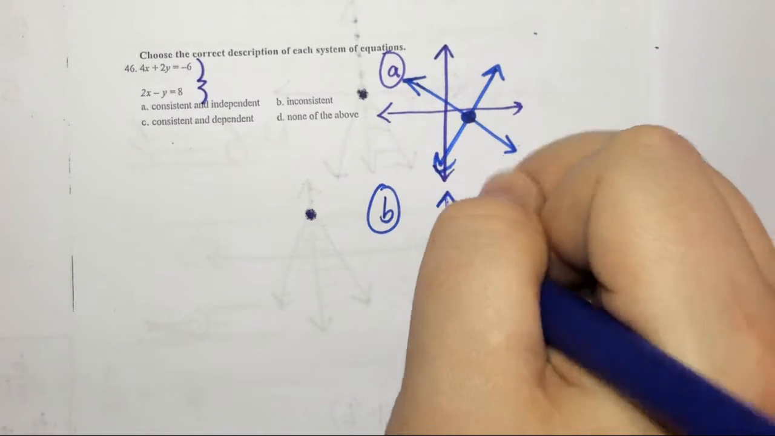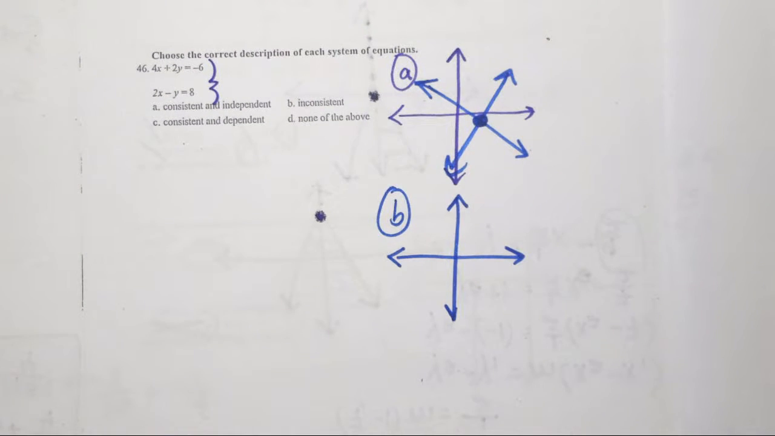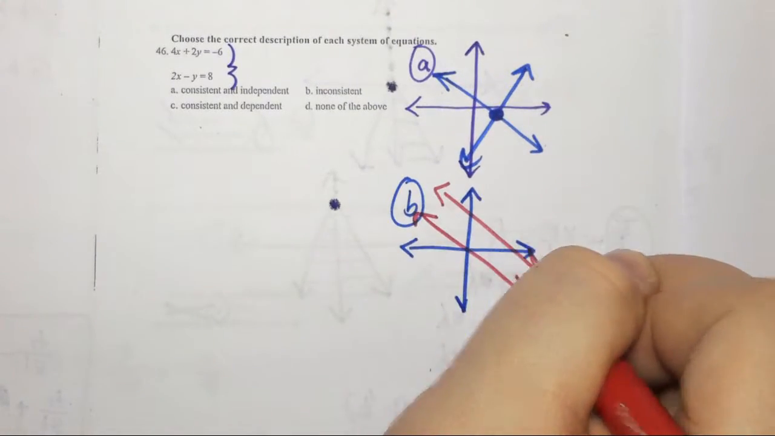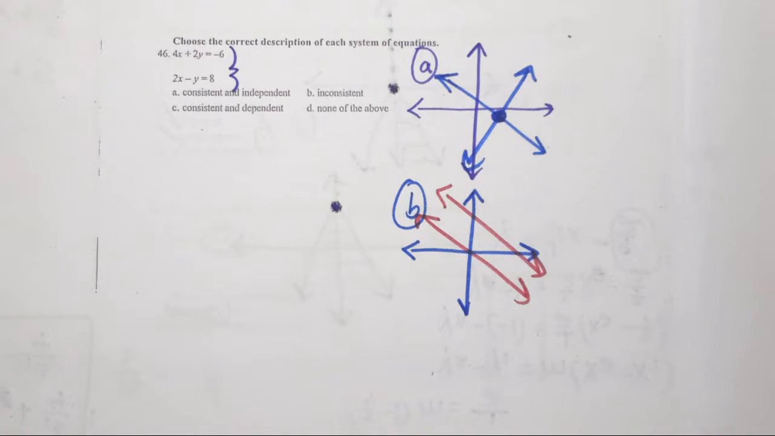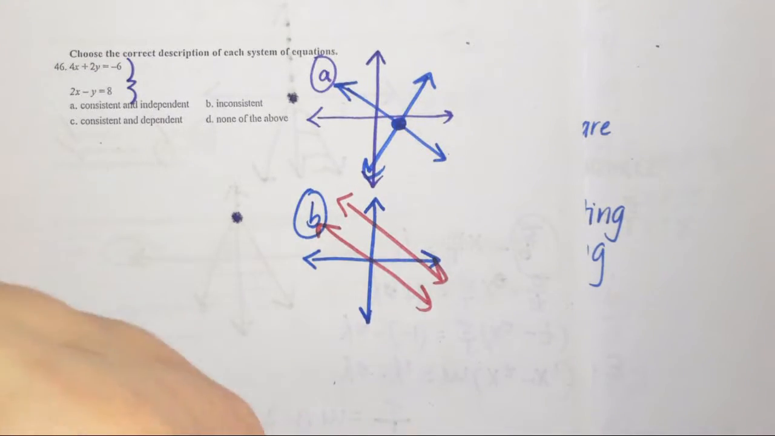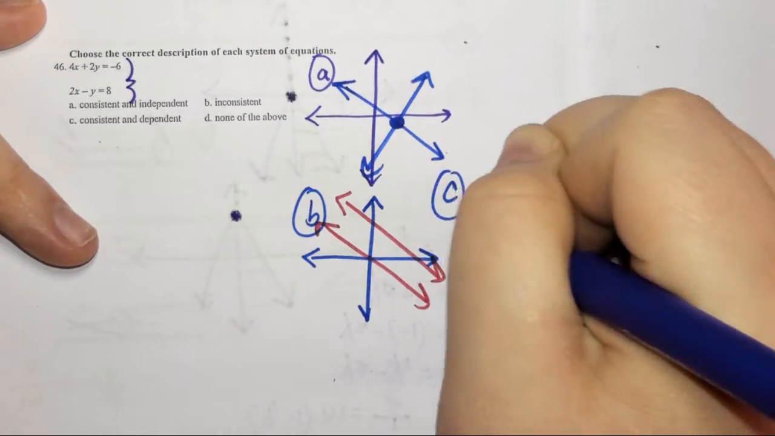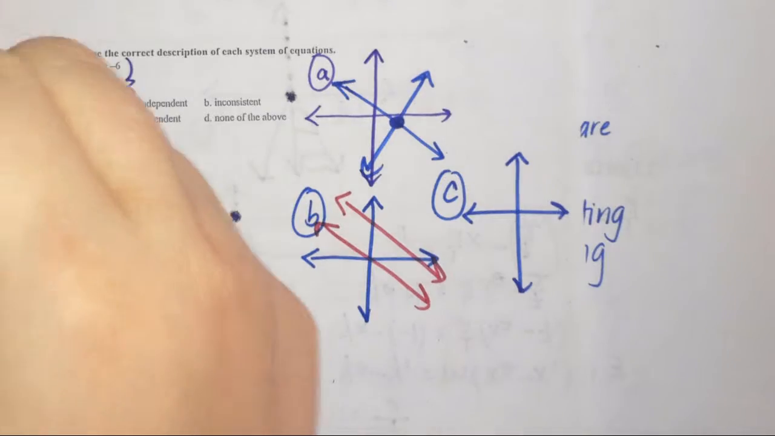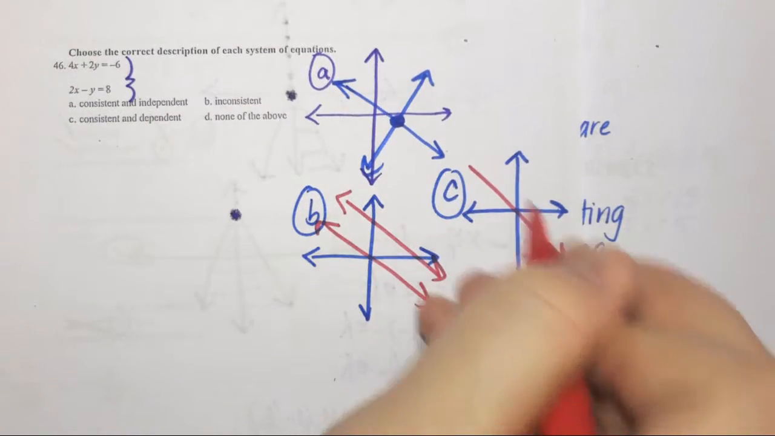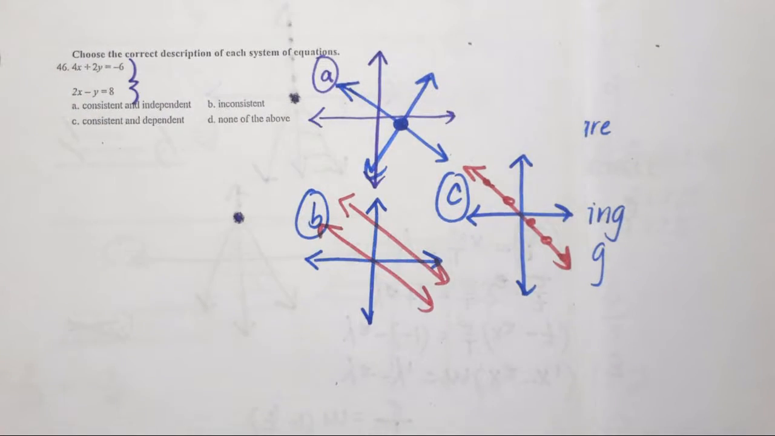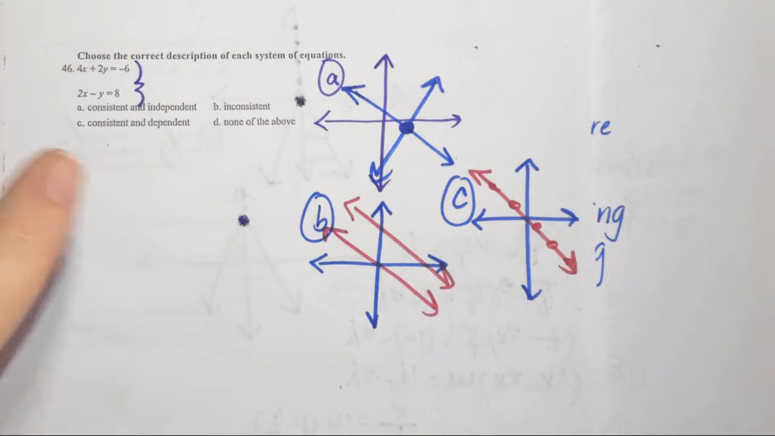B is inconsistent. Inconsistent was they didn't cross at all, so they are parallel. C, consistent and dependent, would be when they're the same line. So they cross at every single point, so none of those points are special, and that's why it's dependent and not independent. So we've got to decide, are they the same line, are they going to cross once, or are they parallel? Yes, dear.